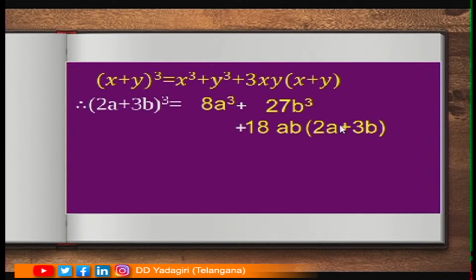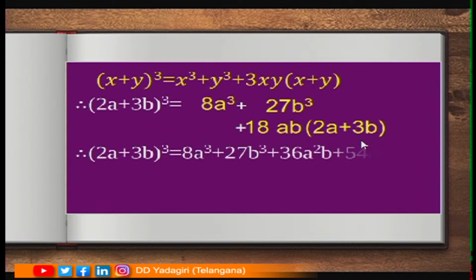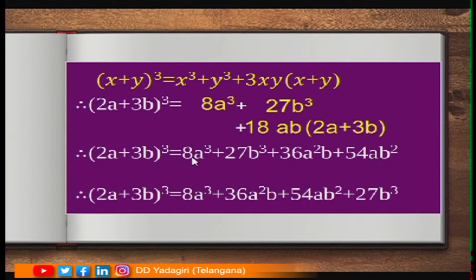So, again you can multiply these two terms. 18 into 2 is 36, a into a is a square b. Likewise, 18 into 3 is 54, ab square you get. So, you get 8a cube plus 27b cube plus 36a square b plus 54ab square. When you rearrange this, you can write the first term 8a cube as it is, second term you can write as 36a square b, third term you can write as 54ab square and finally 27b cube.